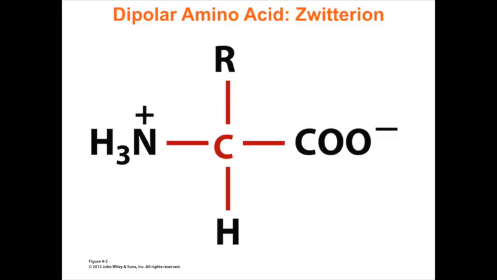And it's here where every amino acid is different. Side chains can be big, can be small, can be charged, can be completely nonpolar. And it's the characteristics of the side chains that give amino acids their characteristics.